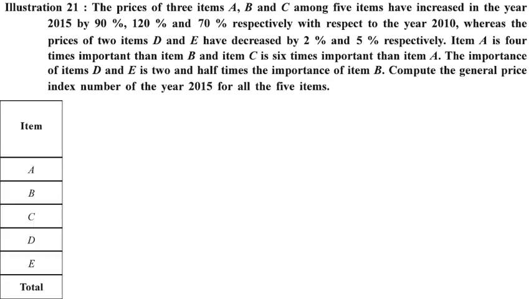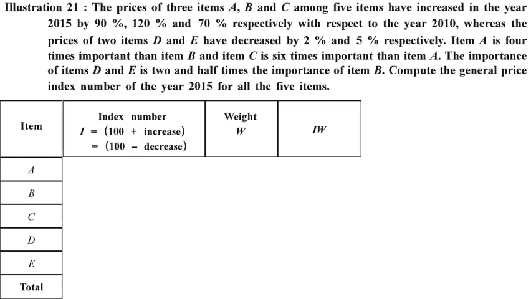First of all, write down your usual columns, items A, B, C, D, E. We know that we will get the index number as 100 plus the increase, or 100 minus the decrease. The second sentence is about importance, and importance means the weight. So we will get the W column, the I column, and from that we will calculate the IW.